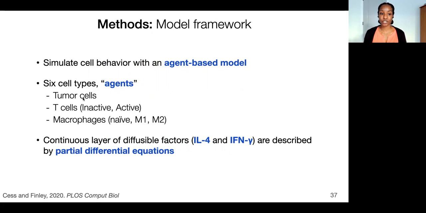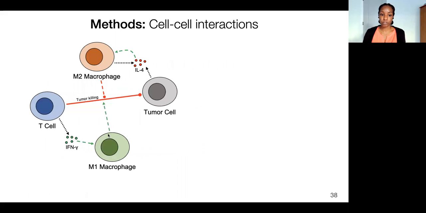The agents are tumor cells, T cells, both inactive and active, macrophages, where they can be naive or towards an M1 or M2 phenotype, which I will describe in just another slide. And also now we have a continuous layer of diffusible factors. So these cytokines IL-4 and interferon gamma, and their concentrations and distribution in space are described by partial differential equations. So let me just give you a little bit more information about the agents themselves.